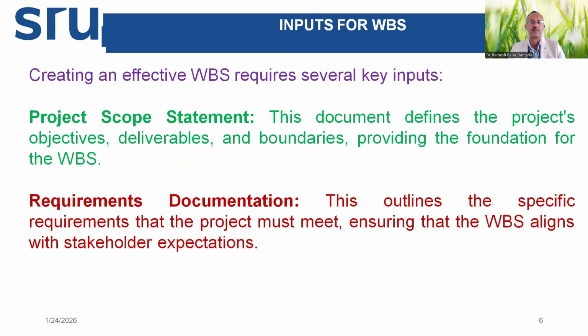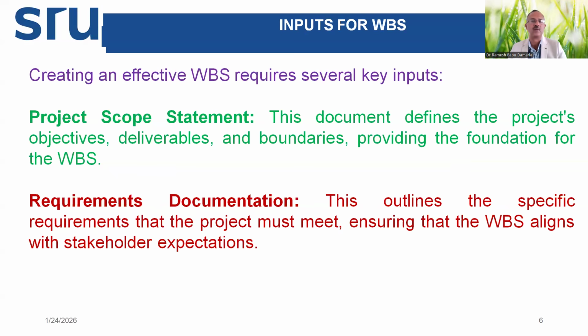So project scope statement. This is the document that defines the objectives, deliverables, and the boundaries within which the project is supposed to work, including the exclusions of this project, which define the boundaries. So all these provide the foundation for the WBS.